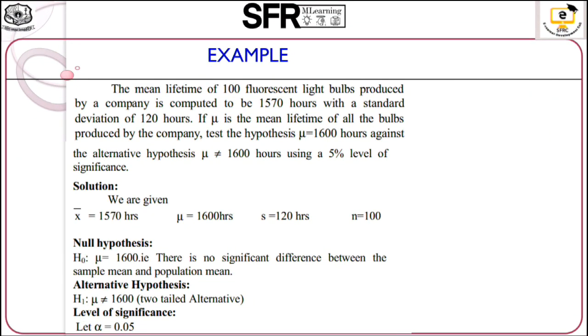For example, the mean lifetime of 100 fluorescent light bulbs produced by a company is found to be 1570. That means x bar equals 1570, mu equals 1600. The standard deviation S equals 120 hours, n equals 100. We substitute all these values in Z0. First we set the null hypothesis that mu equals 1600. There is no significant difference between the sample mean and the population mean. The alternative is mu is not equal to 1600. Here we take the level of significance alpha equal to 0.05.